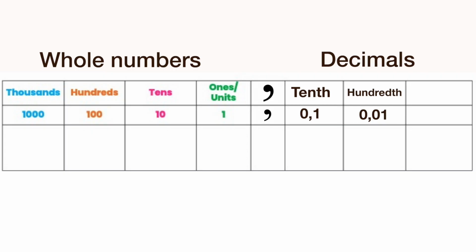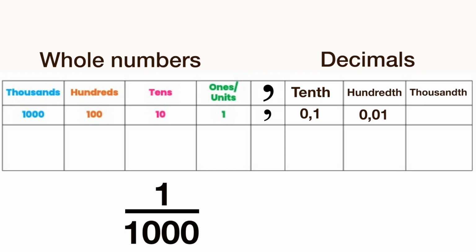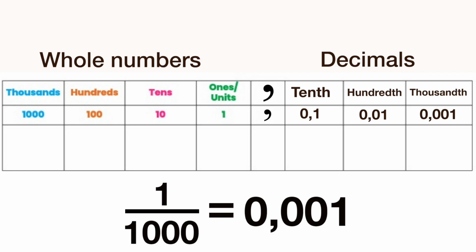Well, 100th divided by 10 will give us 1/1000 in the fractional form. And 1/1000 converted to decimal will give us 0,001. That's right, 1,000th would be our third place value to the right of the ones place value.